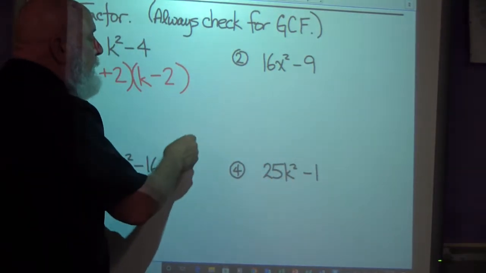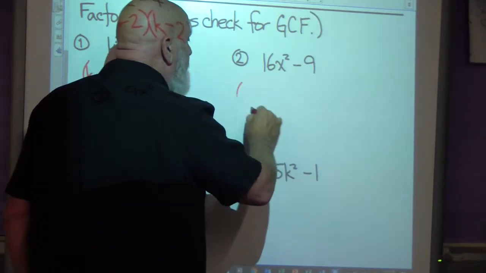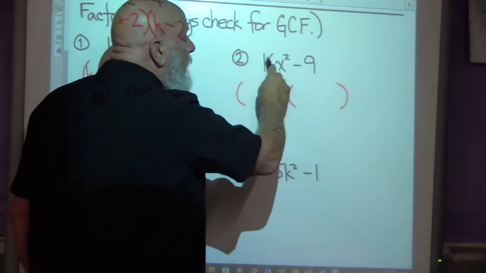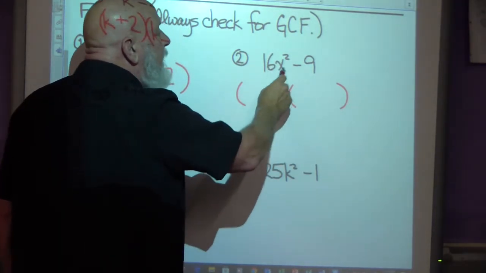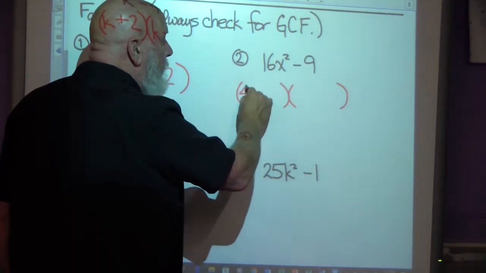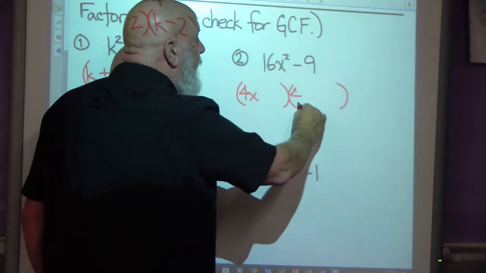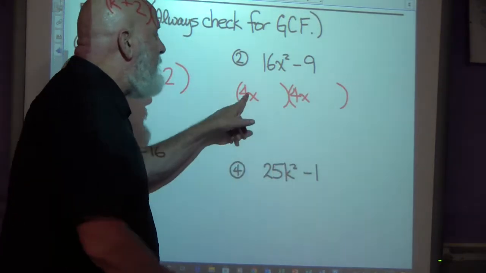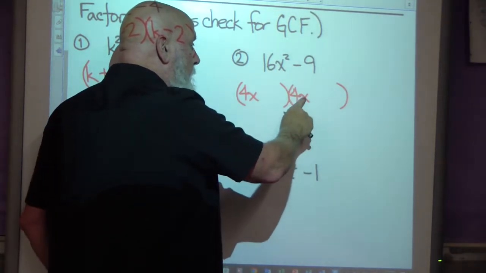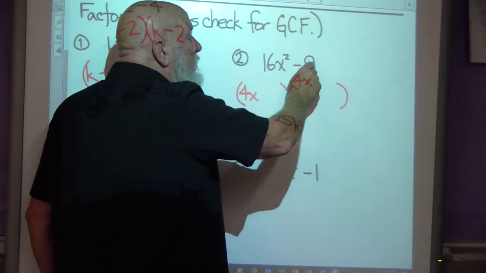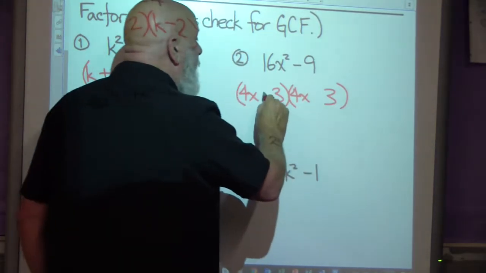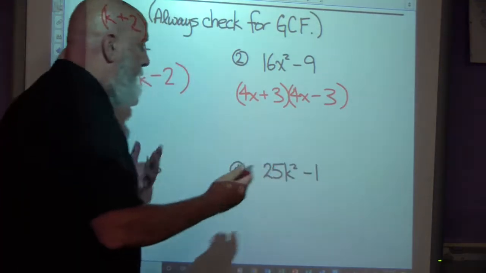So I'm going to go straight into my pattern. This is a difference of two perfect squares. I'm going to open up two sets of parentheses. I'm going to take the square root of this one and put it here and here. Well, that's the thing that I would multiply by itself to give me 16x squared, and that would be 4x. 4x times 4x is 16x squared. It has to be multiplied by itself. These have got to be the same term. And then I'm going to take the square root, so to speak, of 9 and put it here and here. And I put a plus sign here and a minus sign there, and I'm done.